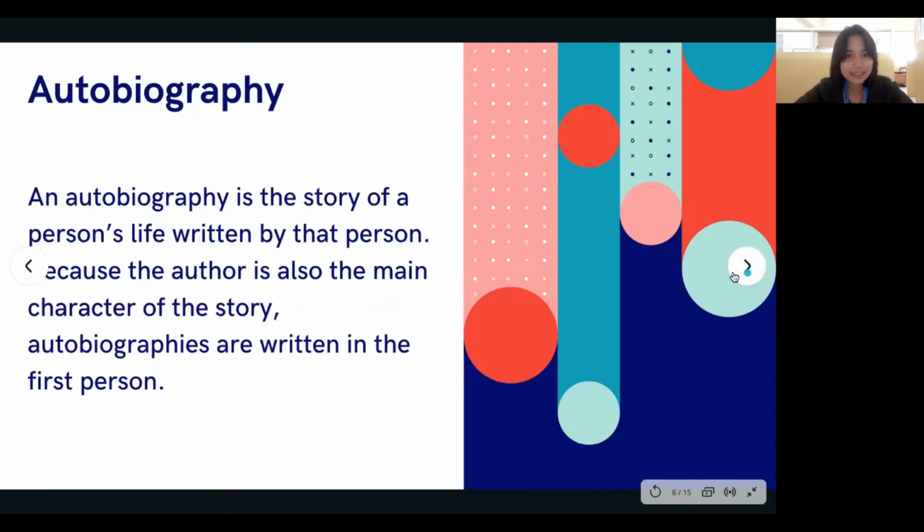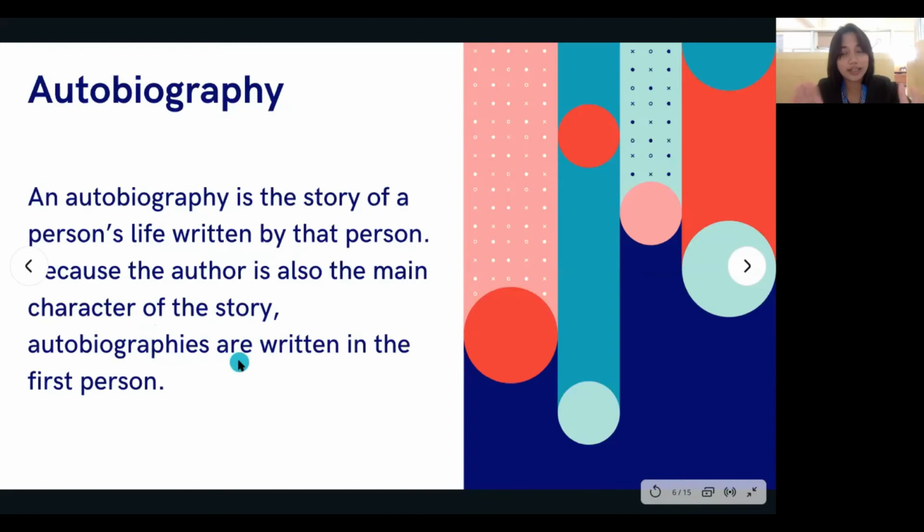Okay? Next, autobiography. So, it is the opposite of biography kasi sa autobiography, you are the author and then ikaw din mismo ang bida doon sa biography mo. Okay? Bakit? Kasi it is the story of a person's life written by that person. So, for example, gusto mong gumawa ng autobiography, you are the author and then ikaw din ang bida doon sa sinusulat mo. Okay? Because the author is also the main character of the story. It means you, as the writer, are the main character of the story.